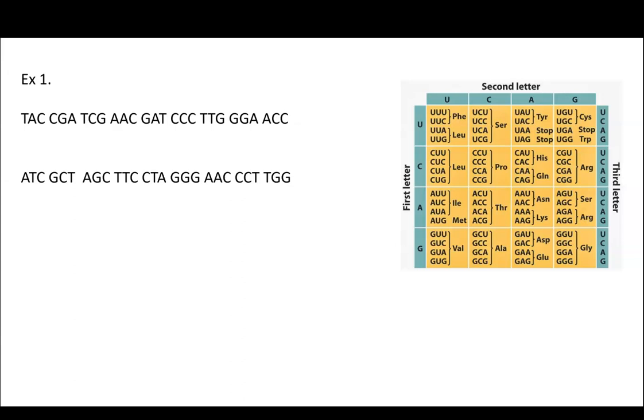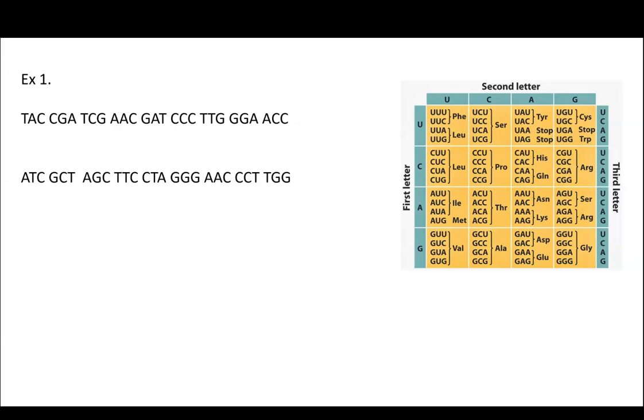This video is to walk through how we do the process of transcription and translation on paper. So I have a DNA sequence here, a double-stranded DNA sequence, and in the process of transcription, we are going to copy one of the strands into RNA. And then in the process of translation, we are going to convert that RNA sequence into an amino acid sequence.